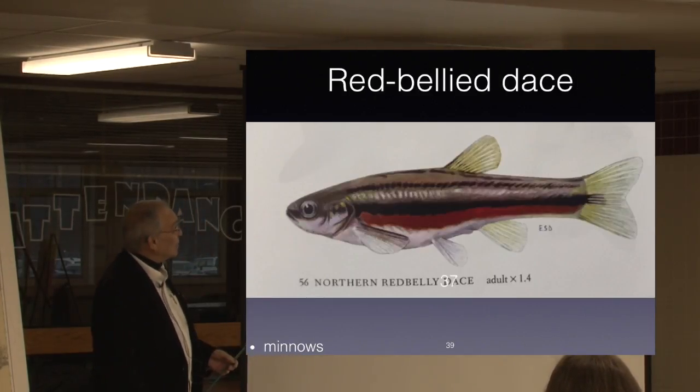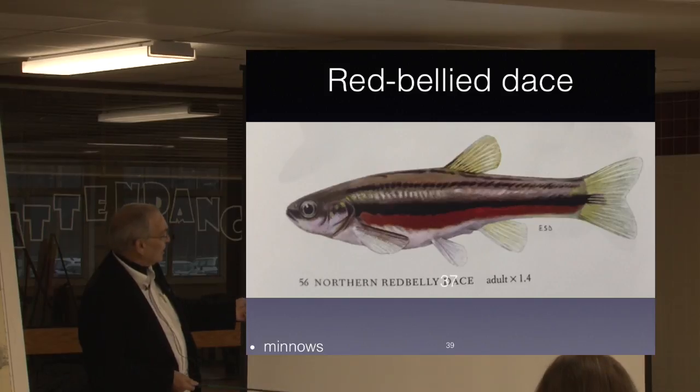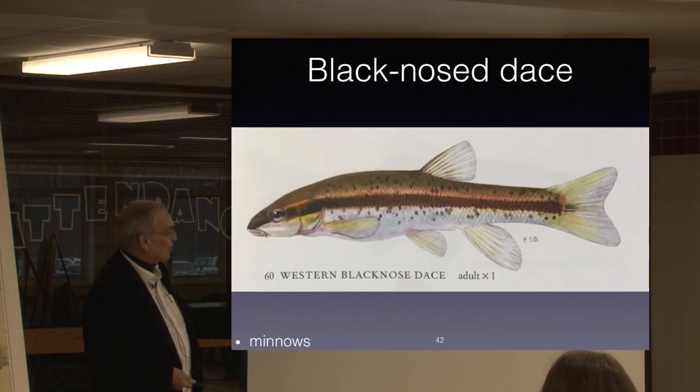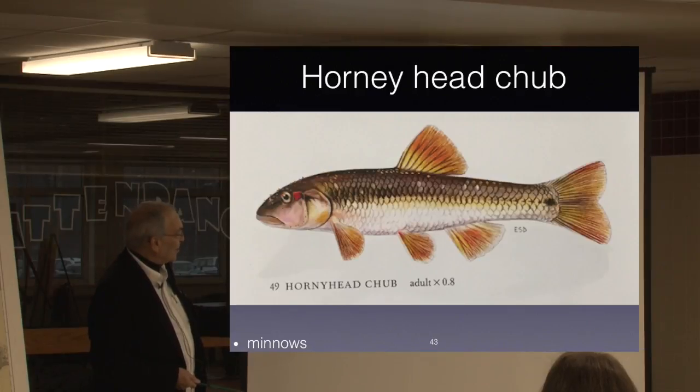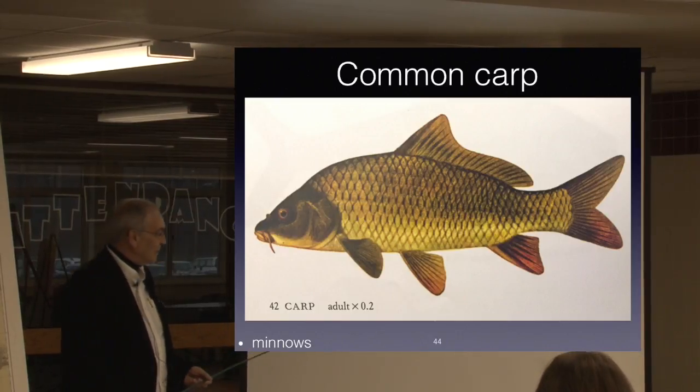Now we're into the minnow family. That was the sucker family. This is all the minnow family. Let's see, we're going to have to go through these quickly. The bluntnose minnow, the northern creek chub, the western blacknose dace, the hornyhead chub. This is a carp we said that got introduced in 1888 by mistake. Okay.